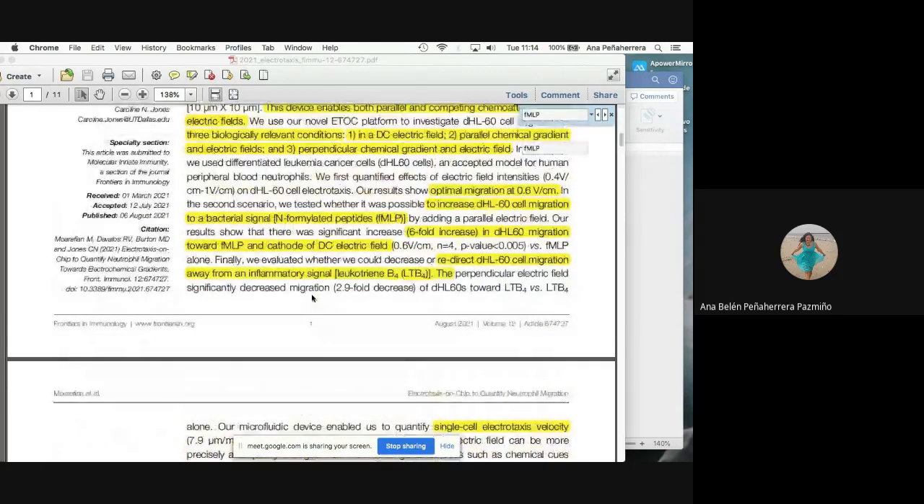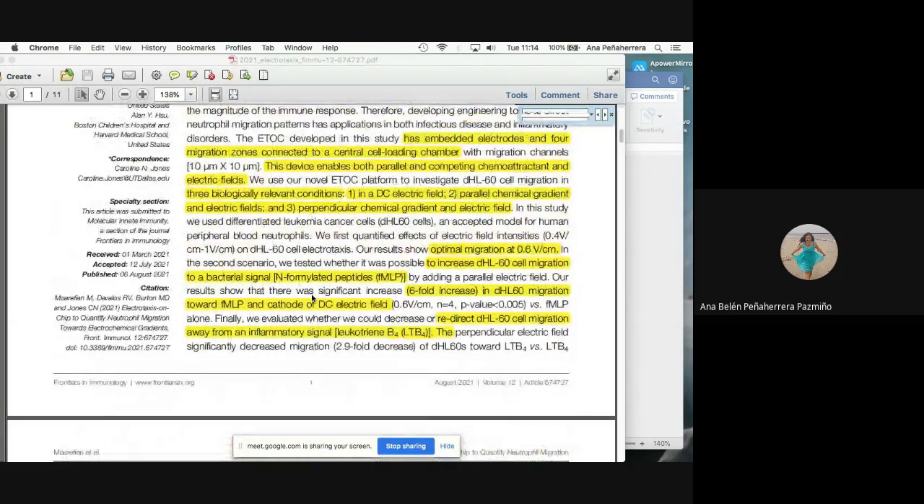So here in this paper, the authors use neutrophils and the cell line that they use as a model is this differentiated leukemia cancer cell. It's HL-60. So this is the cell line that they are going to use. And they are going to test three biologically relevant conditions. First, the DC electric field, direct current. Then the second one is the parallel chemical gradient and electric field. So they are going to apply a chemical gradient and also the electric field. And the third condition is the perpendicular chemical gradient and electric field.